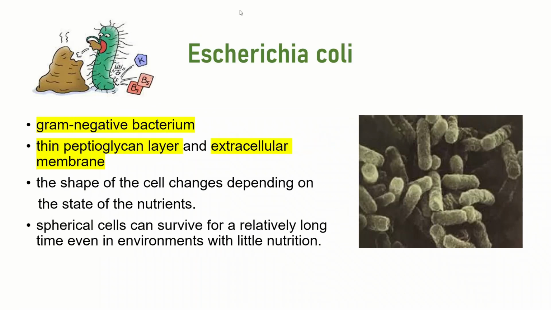Escherichia coli is a gram-negative bacterium. It has a thin peptidoglycan layer and an extracellular membrane as well as an epithelial membrane. It does not make endogenous spores, but the shape of the cell changes depending on the state of the nutrients. These nearly spherical cells can survive for a relatively long time, even in environments with little nutrition.